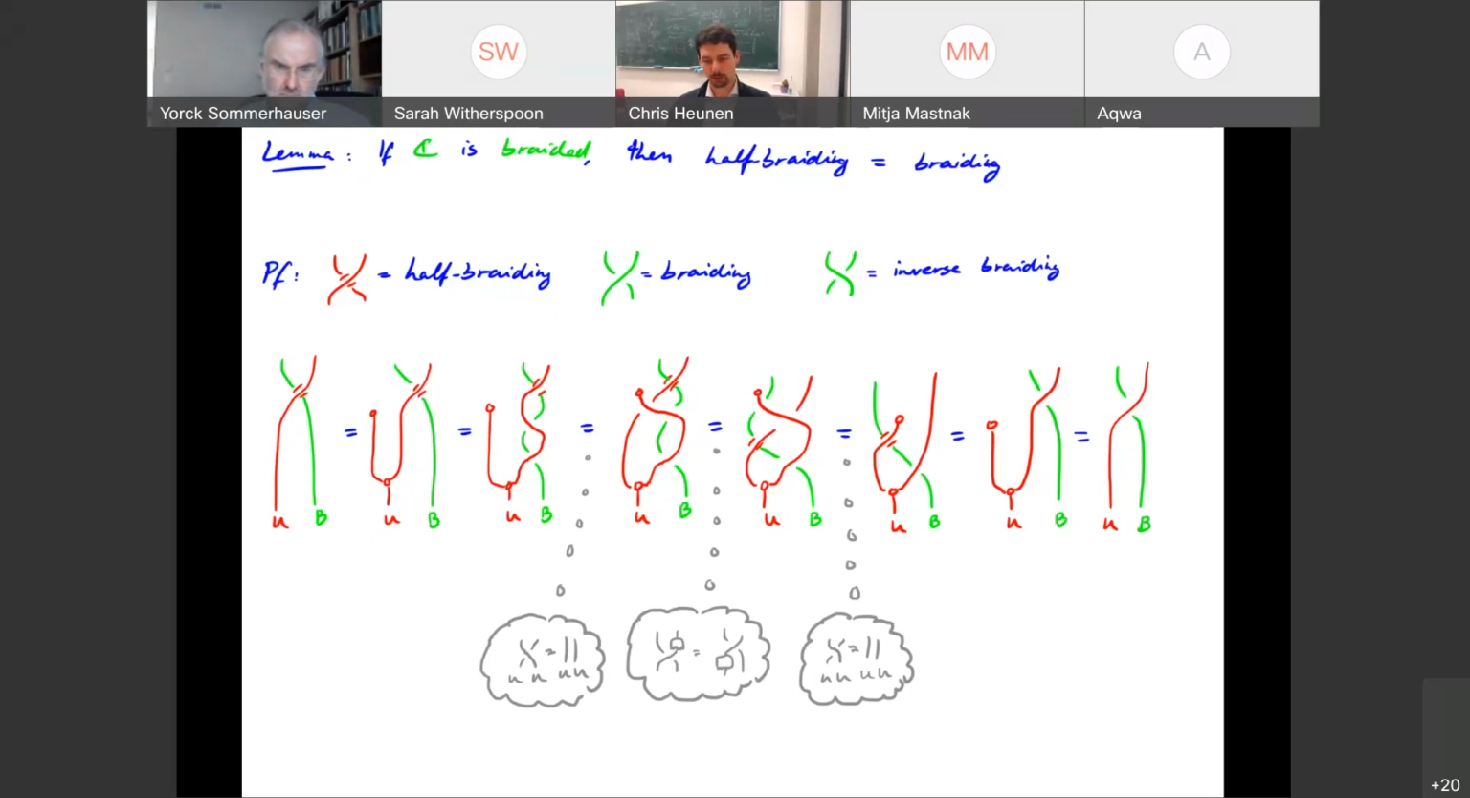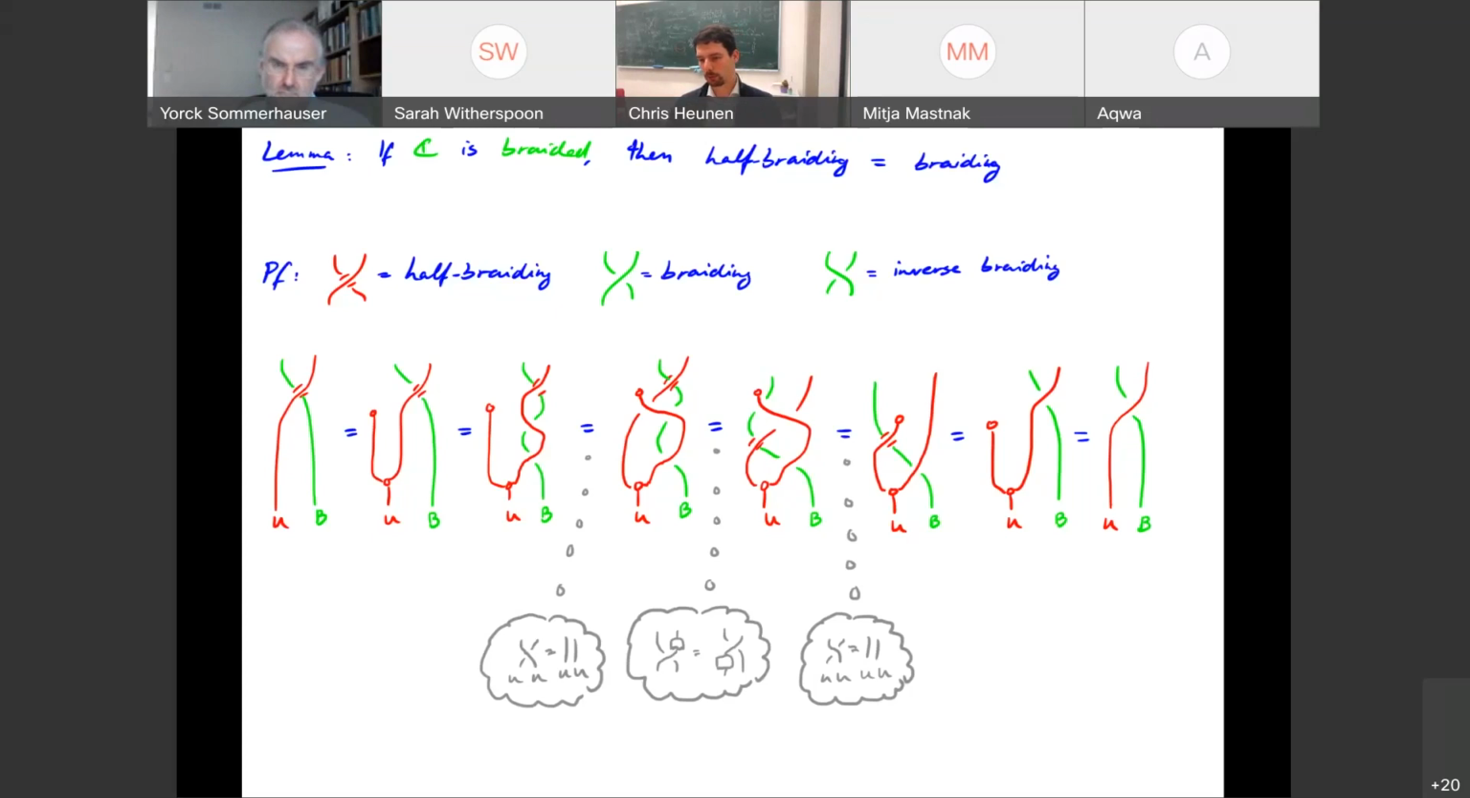Now I'm going to use naturality to pull, if you like, the red overpass down, or in another way, to pull the green wire to the left. And then we're going to use again this little lemma, that swapping the chosen object U with itself is the same as doing nothing, to get rid of this half braiding. Now we can use naturality again to pull this dot down, and you end up with that.